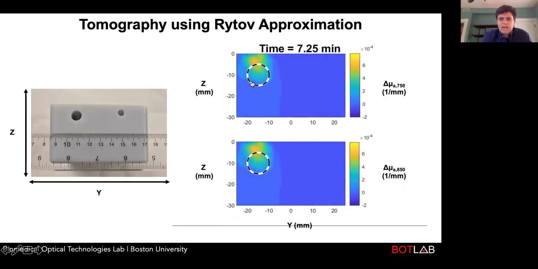We do a pretty good job, except that we reconstruct more shallow. And this is a common problem. Tomography with diffuse optics is an ill-posed problem. So limited information. And one of the common issues is you tend to reconstruct a little bit shallow.